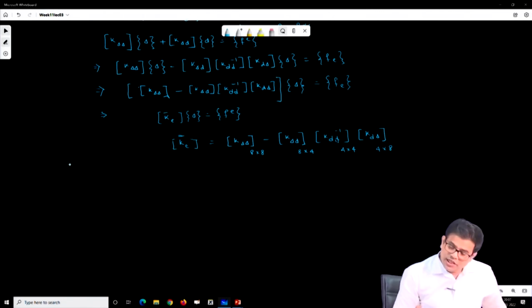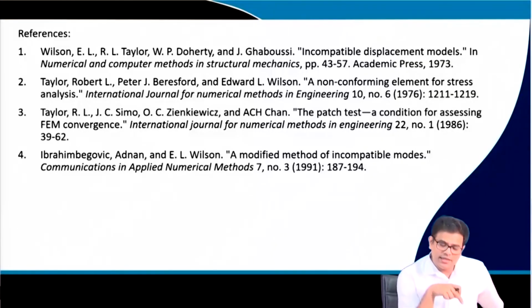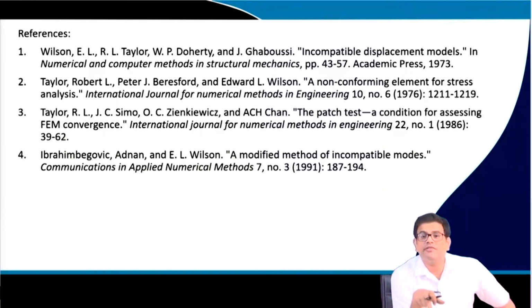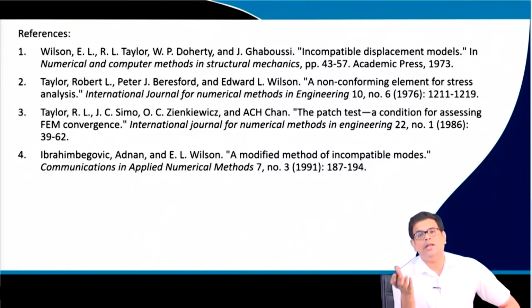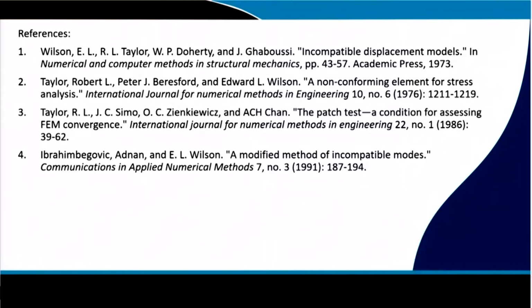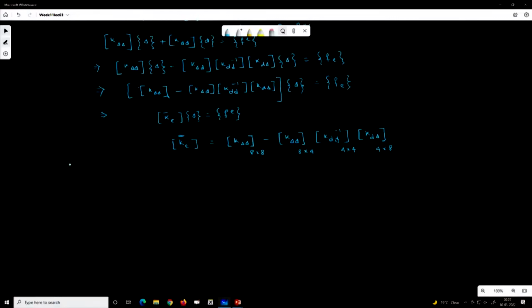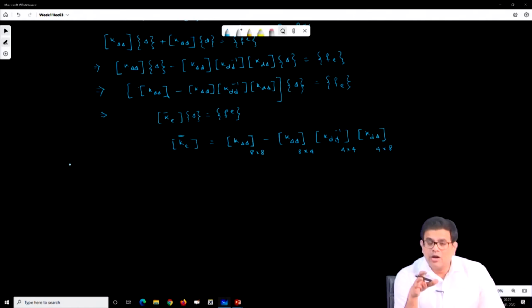Later a modification came through Taylor's second reference. With that modification, this can be applied to a general quadrilateral element. That modification is very simple. What Taylor argued is that if I give a linear displacement field at the nodes, then these pure incompatible modes should not be activated. So that's the completeness condition.